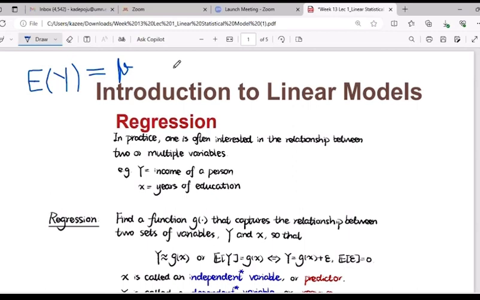Now let me tell you this. If I want to figure out the average stopping time of an automobile, the average stopping time depends on the speed at which that automobile is traveling. That is one example of a variable being related to another variable.